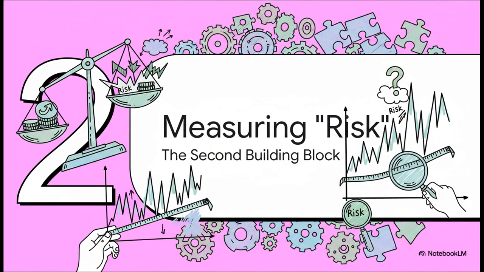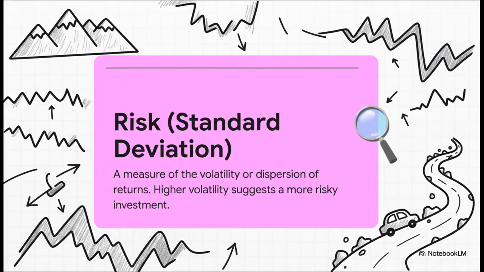Okay, on to our next building block. You really can't talk about return without talking about its partner, risk. And for a lot of people, risk is just this vague, scary concept. But in the world of finance, it's something we can actually measure. The key metric for risk is called standard deviation.